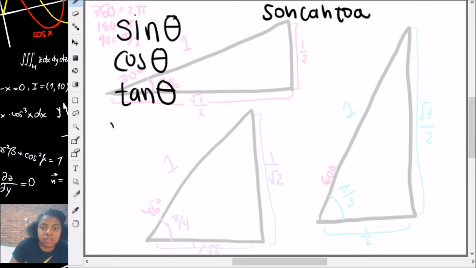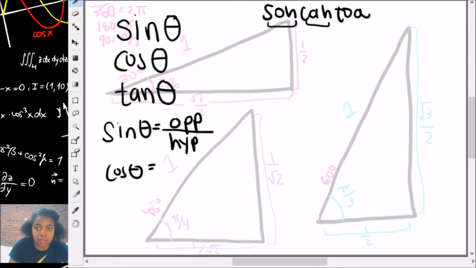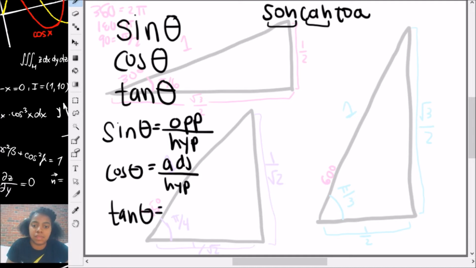The sine function, SOH, of any theta is going to be the length of the side that's opposite of that angle over the hypotenuse of that triangle. The cosine is going to be CAH, which is the adjacent side over the hypotenuse. And the tan, which is the TOA, is going to be the opposite side over the adjacent side.